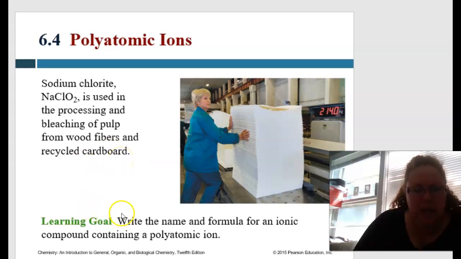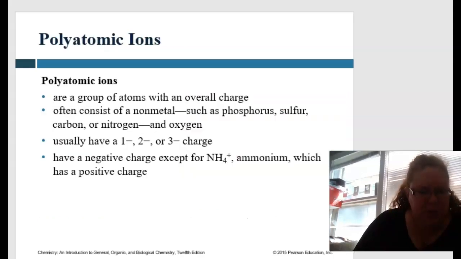So what we're going to learn now is how to write the name and the formula of an ionic compound that contains more than two, a polyatomic ion. Same principles, we just have to build on that a little bit more.